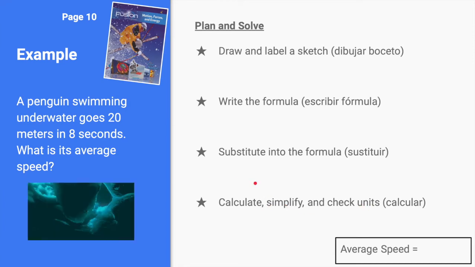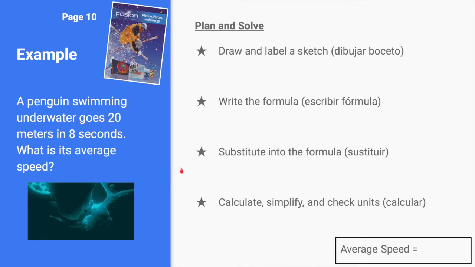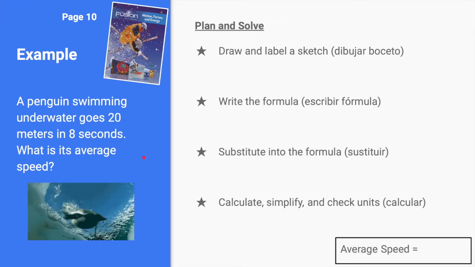Now our units are really important here. Units are the way that we're measuring things. So for example, we're measuring our distance in meters, which can be represented by just the letter M, and we're measuring our time in seconds here, which can be represented by the letter S.